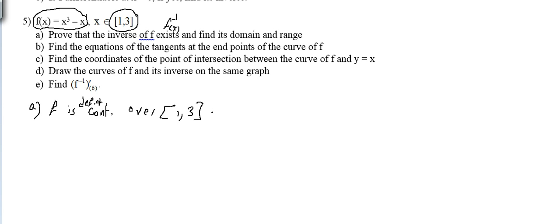Then we check the derivative, to see if the function is monotonic. What is the derivative of this function? f prime of x equals the derivative of x cubed, which is 3x squared, minus the derivative of x, which is 1. Let's see if 3x squared minus 1 is positive over [1, 3].